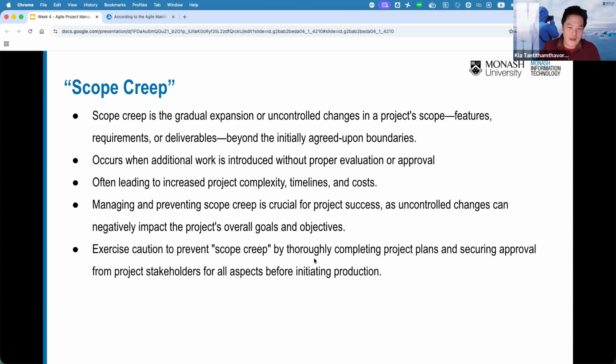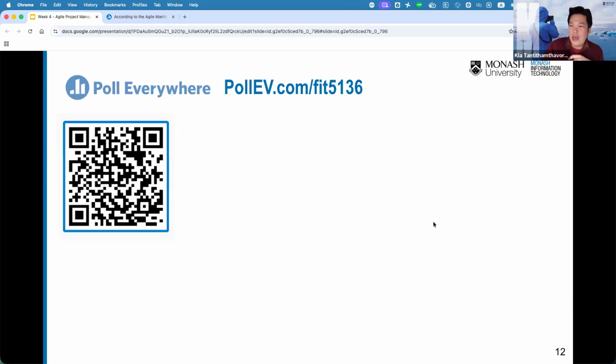So yeah, we need to be careful about scope creep when you engage with the customer, clients, or the product owners. You should exercise caution to prevent scope creep by thoroughly completing the project plans, securing approval from project stakeholders for all of the aspects before initiating production. Okay, that's a key point about scope creep.